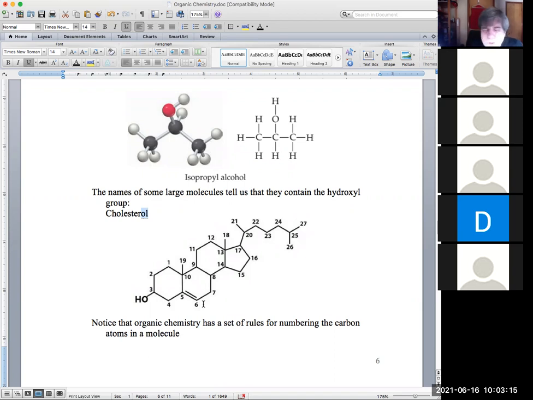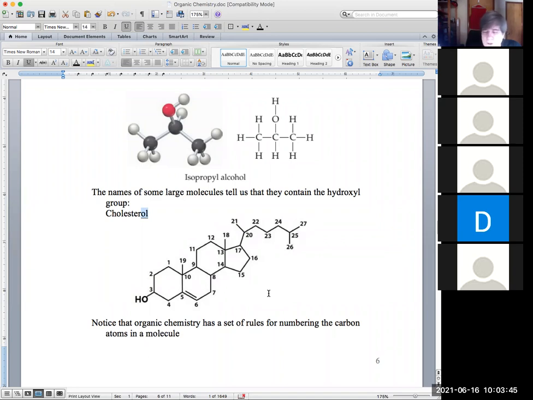And kind of like the rules for naming the molecules that I talked about a moment ago, there's actually a very complex set of rules for numbering the carbon atoms in an organic molecule. We're not going to worry about that, but I did want to show you an example. And the reason that it matters is, you know, we mostly hear about cholesterol being bad. If your cholesterol levels are high, you could get heart disease. But actually you need cholesterol in your body.